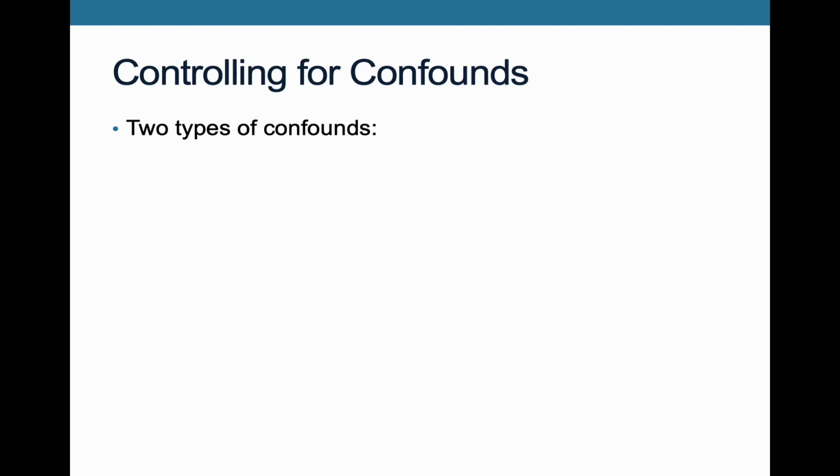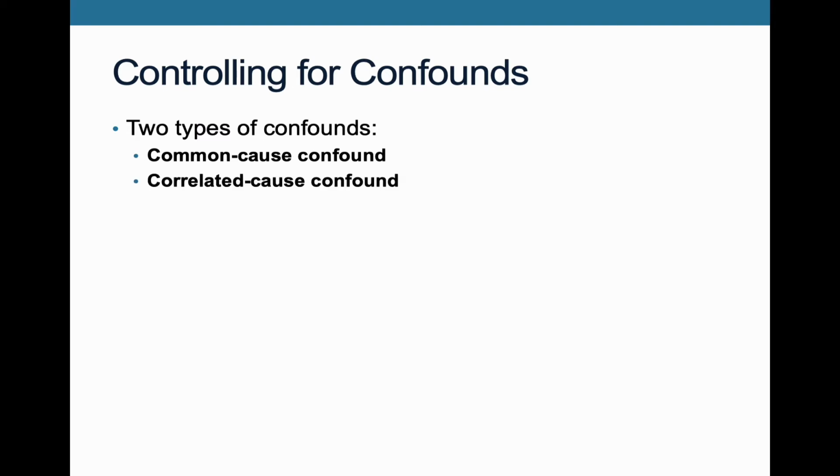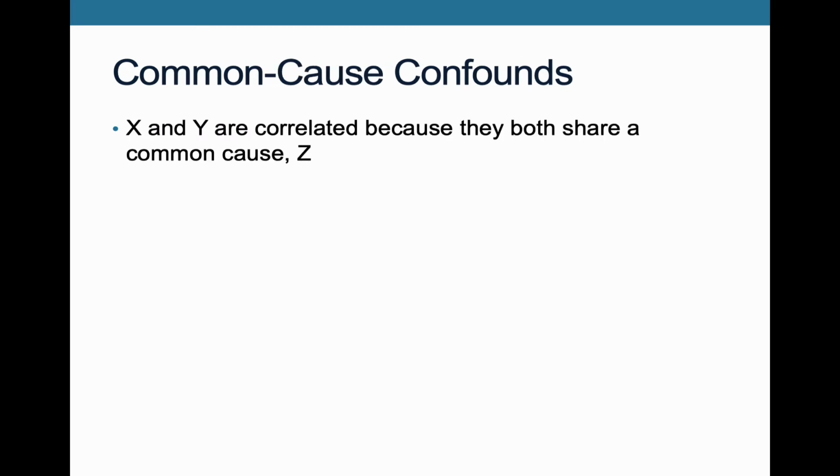In this first video lecture, we're going to talk about something called the common cause confound. The next video lecture, which follows right after this, is going to look at the correlated cause confound. What I want to do in these two video lectures is to map out what confounds look like in practice and how they work, so you can get better at recognizing them. So what's a common cause confound?